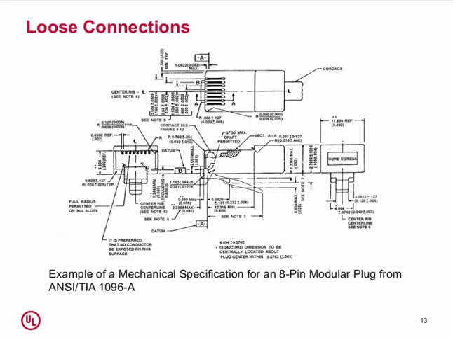This next slide is just an example of the mechanical specification for an 8-pin modular plug that's in ANSI TIA 1096A. It looks very busy. I don't really expect you to be able to read all these tolerances. But a lot of times you look at a modular plug and it seems very simple, very easy to use, but it's actually a pretty complex device because of its size and its capabilities. So meeting these types of specifications is important, and it takes some work if you're going to be manufacturing them.